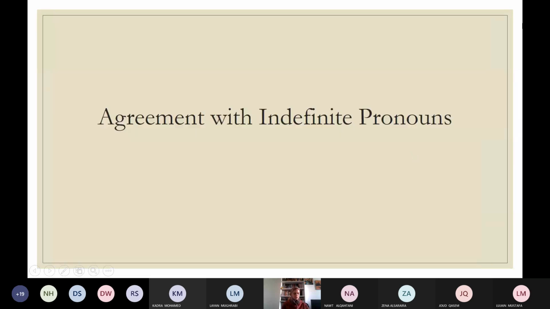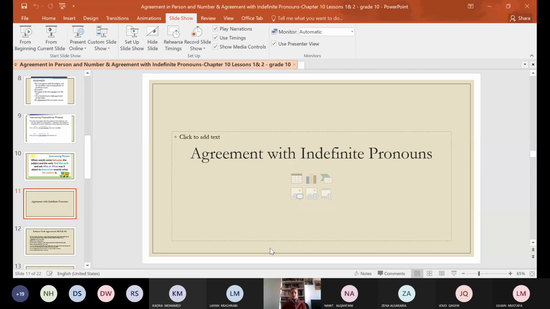Okay, so we go and solve on page 189. Start solving, girls. Exercise 1. There are some wrong verbs that you have to correct.